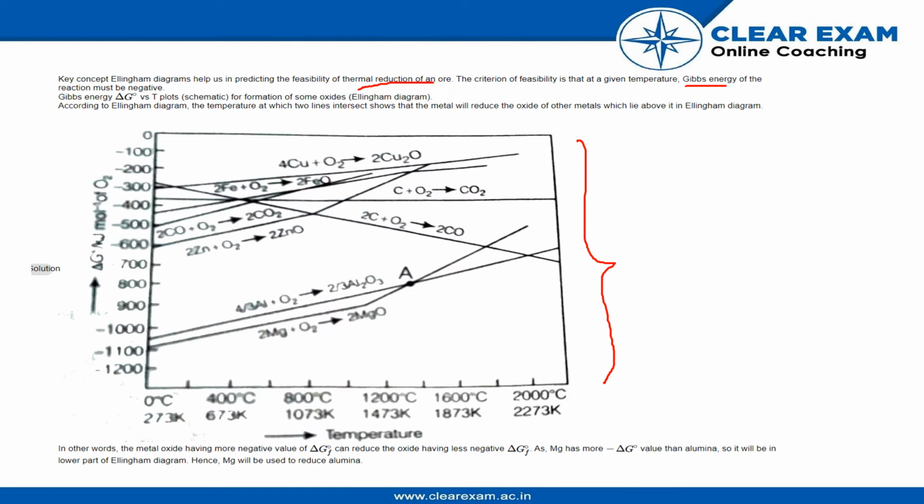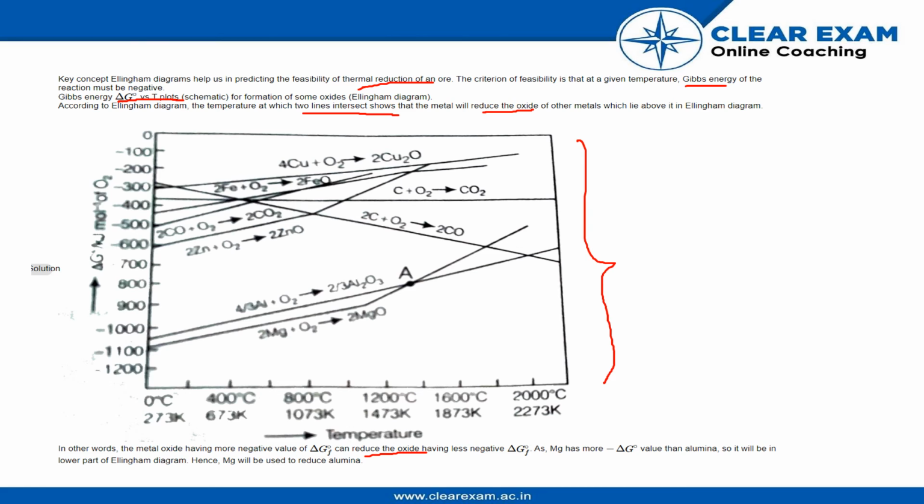So Gibbs energy, which is delta G versus T plots, schematic for the formation of some oxides, is what we call the Ellingham diagram, as you can see over here. So according to the Ellingham diagram, the temperature at which two lines intersect shows that the metal will reduce the oxide of the other metals which lie above it in the Ellingham diagram. In other words, we can say that the metal oxide having more negative value of delta GF, or Gibbs energy, can reduce the oxide having less negative delta GF.